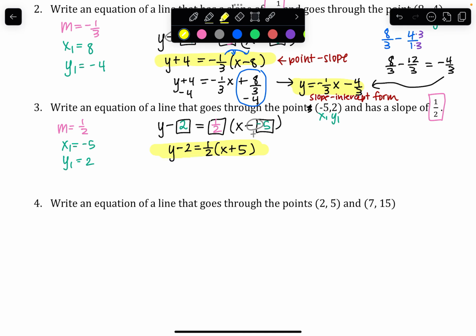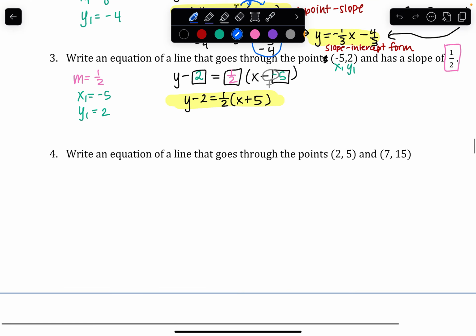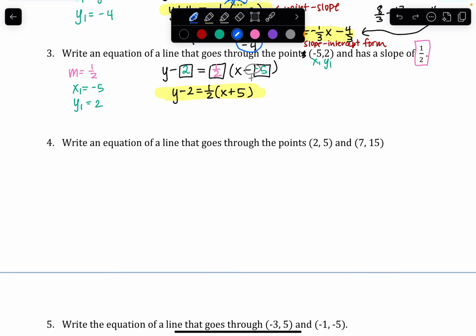Whenever you're looking at point-slope form, whatever you see with x, take the opposite for your x-coordinate. So I see a plus 5, my x-coordinate was actually -5. I see a minus 2, I see my y-coordinate was actually +2. So that's how you read point-slope form. Okay, and we'll leave it like that since they didn't specify to convert.